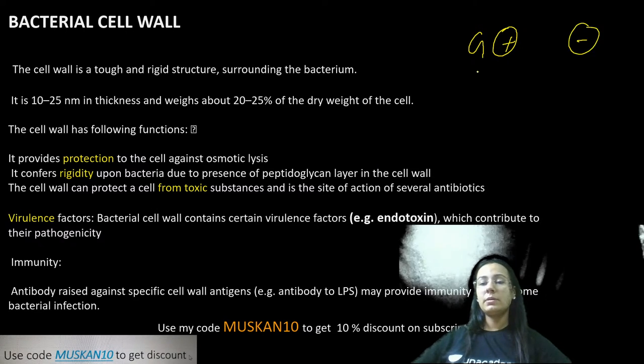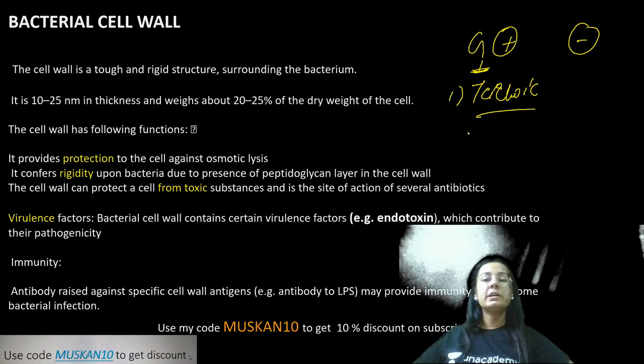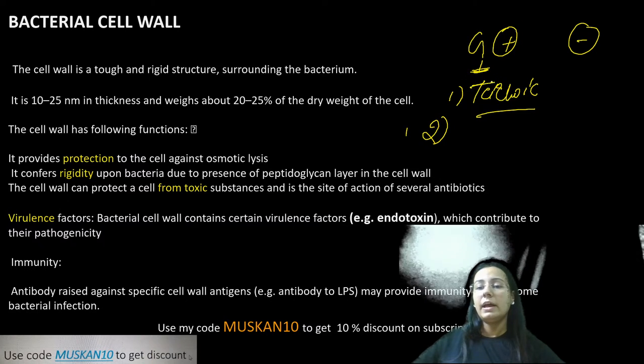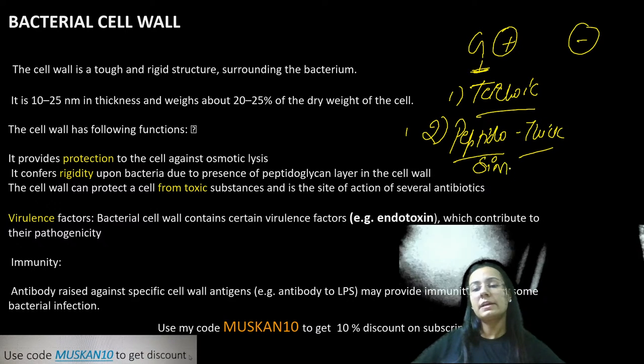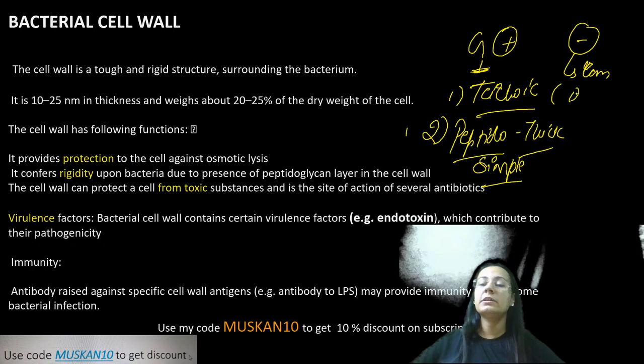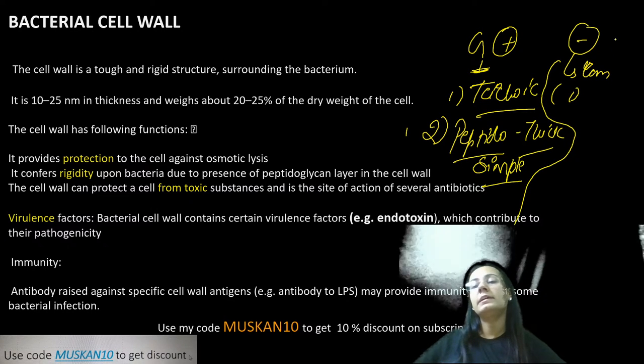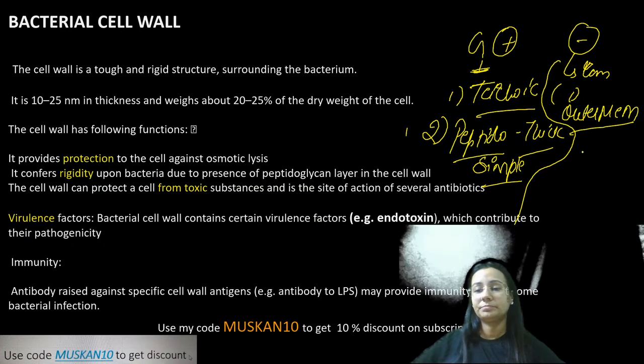Gram positive has a plus sign, so teichoic acid is present in the gram positive, that is cell wall teichoic acid and the lipoteichoic acid. Okay, and one was the peptidoglycan layer that is thick in the gram positive and it is a simple cell wall, while the gram negative is what? The complex cell wall. And what is one important feature that is present in the gram negative cell wall? That they have an outer membrane, that is not present in the gram positive.